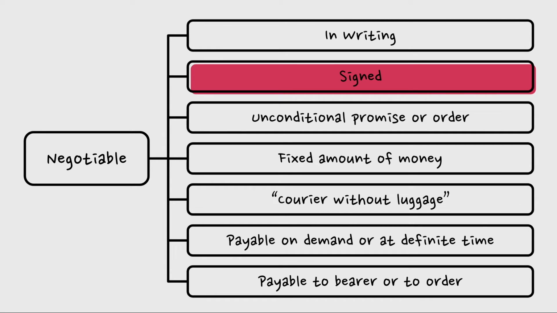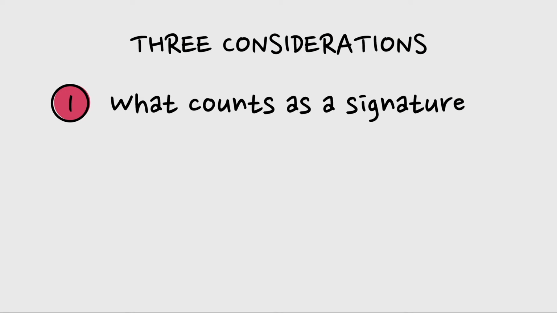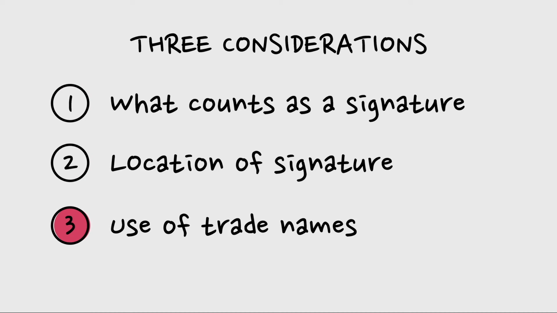So it's got to be signed. When we talk about something needing to be signed, like one of these instruments, we're going to look at, well, what counts as a signature? Where does it need to be signed? Location. And then what if you're not signing somebody's personal name, but they're signing, say, the name of their corporation or the trade name of their company, as opposed to their name, if, say, they're the president of the company or something like that.